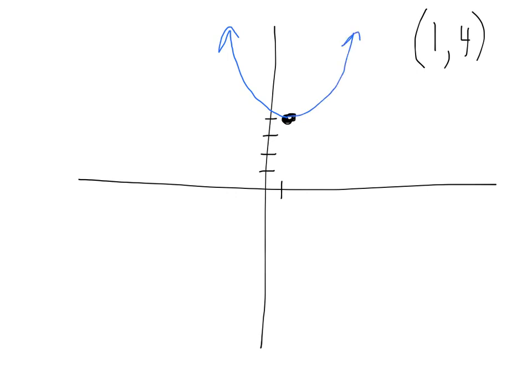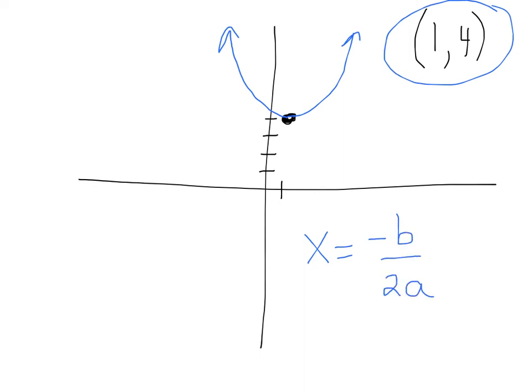Remember, all we were looking for was the vertex. So I need you to write in your notebook, to find the x value, it's negative b over 2a. Copy this formula down and memorize it.